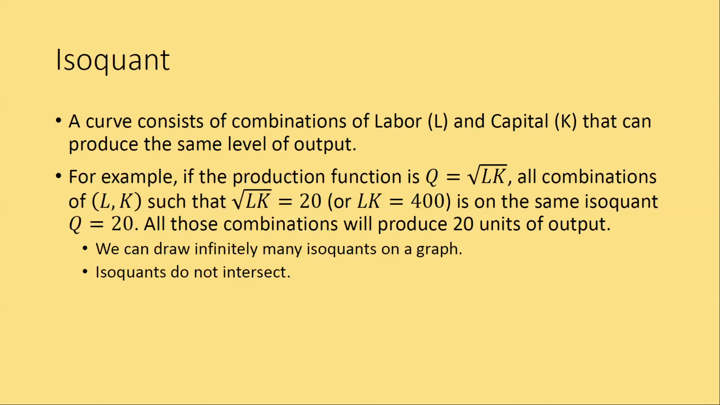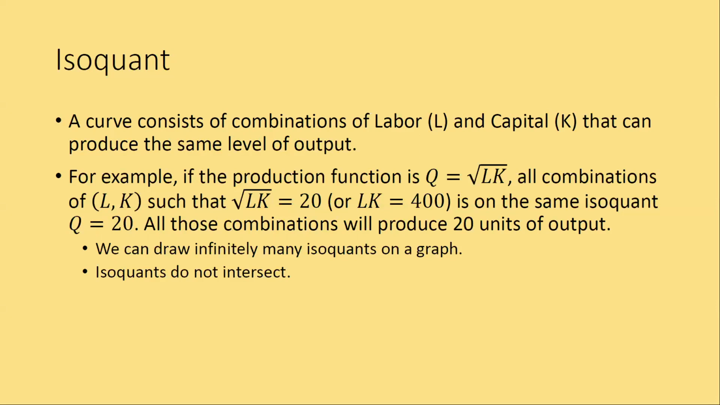And you might have already thought this is a very similar concept to the indifference curve that we had. Recall the indifference curve is the combinations of good X and good Y that will give the person the same level of utility, right? So here, the isoquant is the combination of labor and capital that will produce the same level of output.